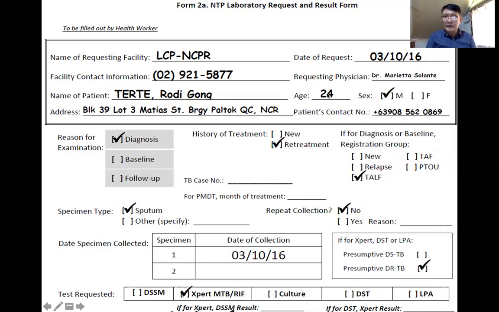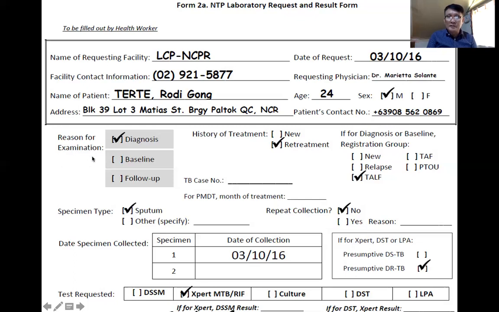Then you also indicate the age, and check if it is male or female. Then please do not forget to write the full address of our patient, including the patient's contact number. Most of the people nowadays already have their own cellular phone. So basically, we can get their contact number, and it should be placed here under the patient's contact number, okay?